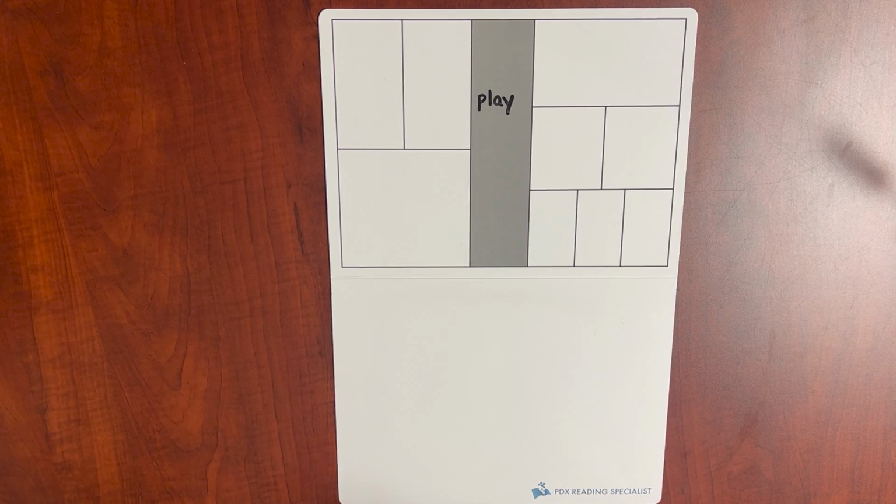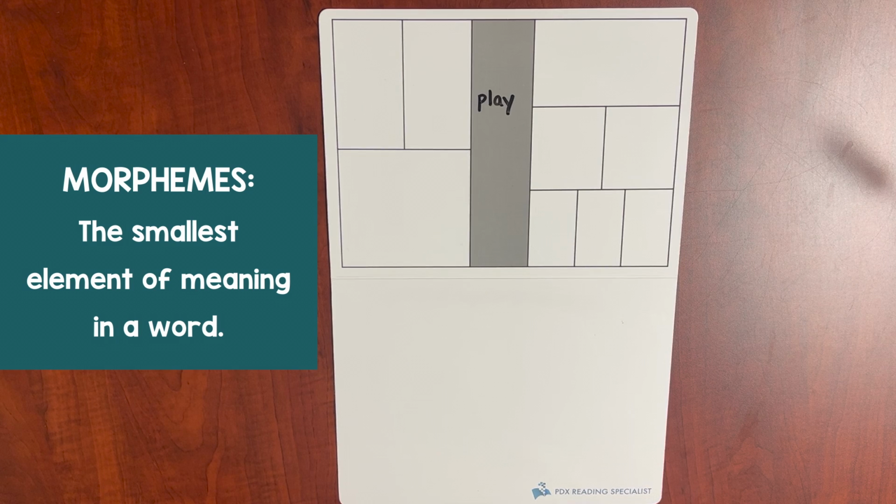But we know that we can add both prefixes and suffixes to play to create entirely new words like replay or display or replaying. And of course, the goal of using this matrix is to show students how these big multisyllabic words are made up of puzzle pieces called morphemes.